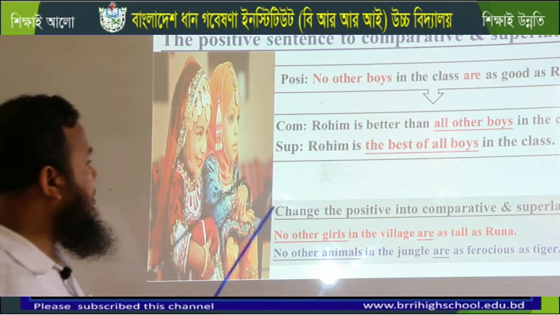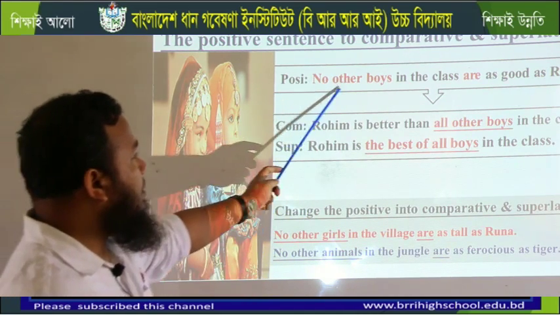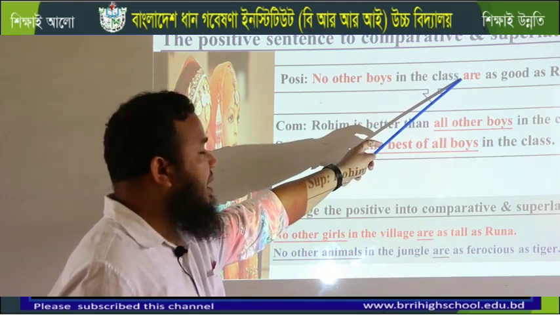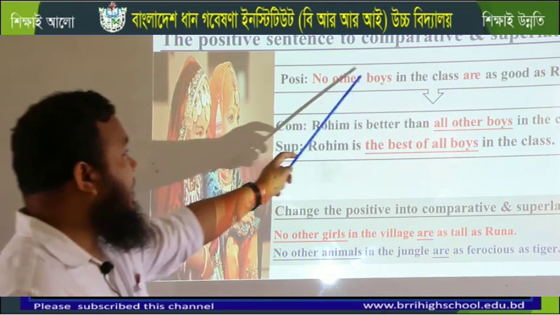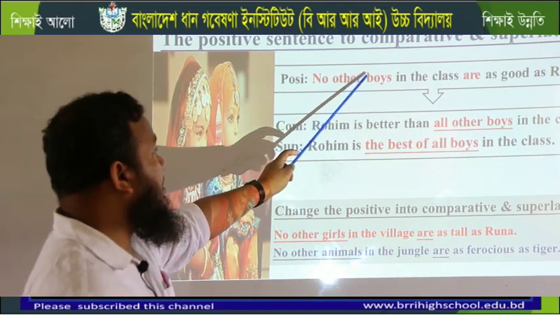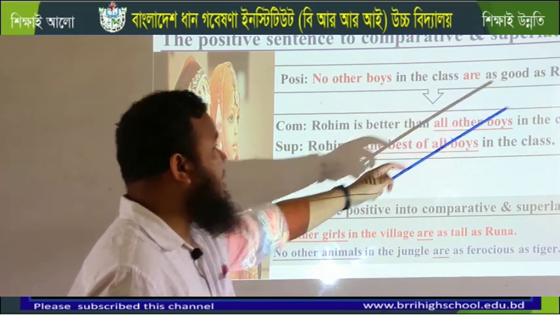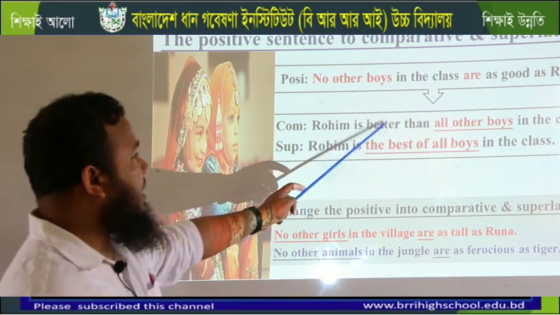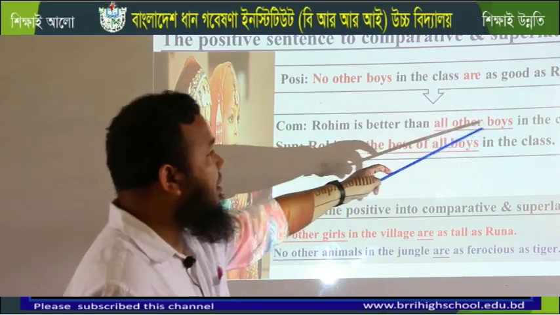Now dear students, look at those examples. No other boys in the class are as good as Rohim. You have to look at the red colored words. Rohim is better than all other boys in the class.